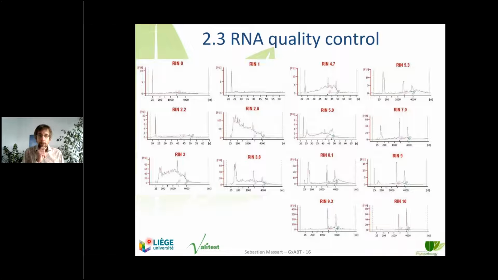We can also have a graphical representation of the RIN. It goes from 0, I get nothing, with intermediate values. Let's say here 2.6, we have a huge degradation. Here there's still nothing, there's only a very small ribosomal subunit. And the best one is here.